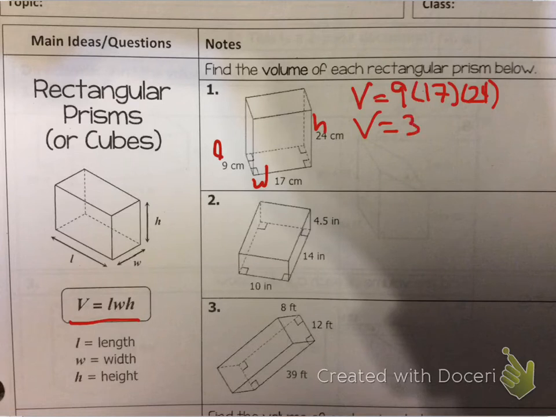On this one, if you multiply all those, you should get 3,672 cubic centimeters, or centimeters cubed. Notice this one will be cubed, so make sure your answer is to the third power, not squared. Okay, y'all can do 2 and 3 on your own. Go from there.